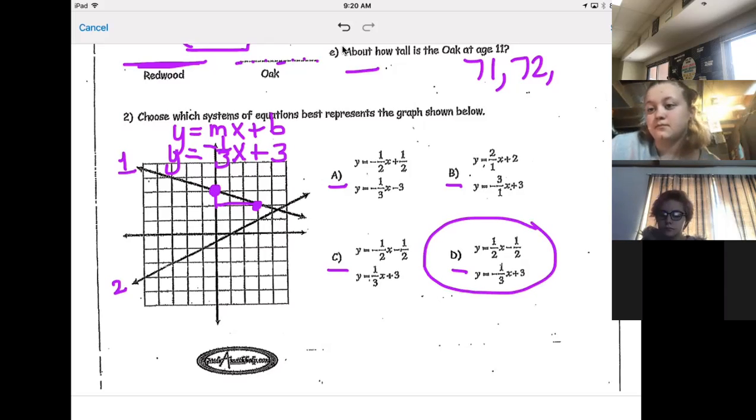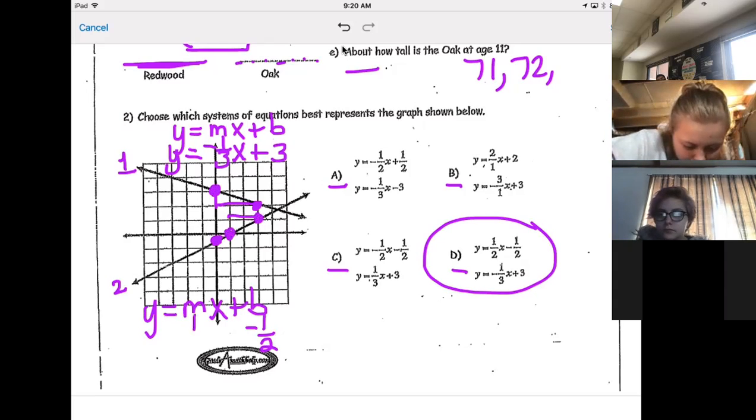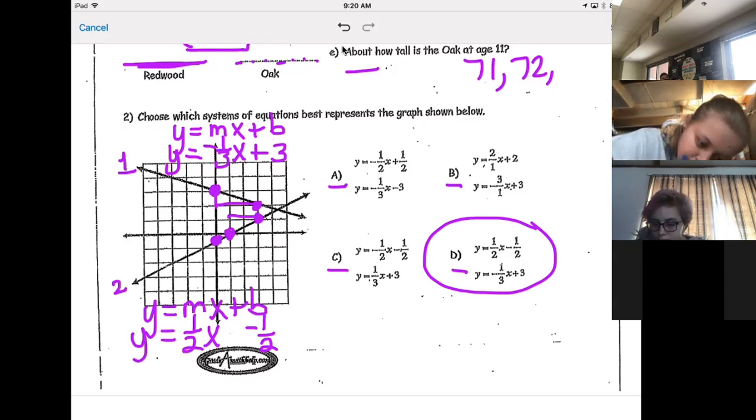If more than one had that equation, then I'd have to go down here to graph 2 and figure that one out. So I would look here and say, oh, look, it crosses at -1/2. Let's go from here to here. So that would be a 1/2 slope. So my equation would be y equals 1/2 x minus 1/2.